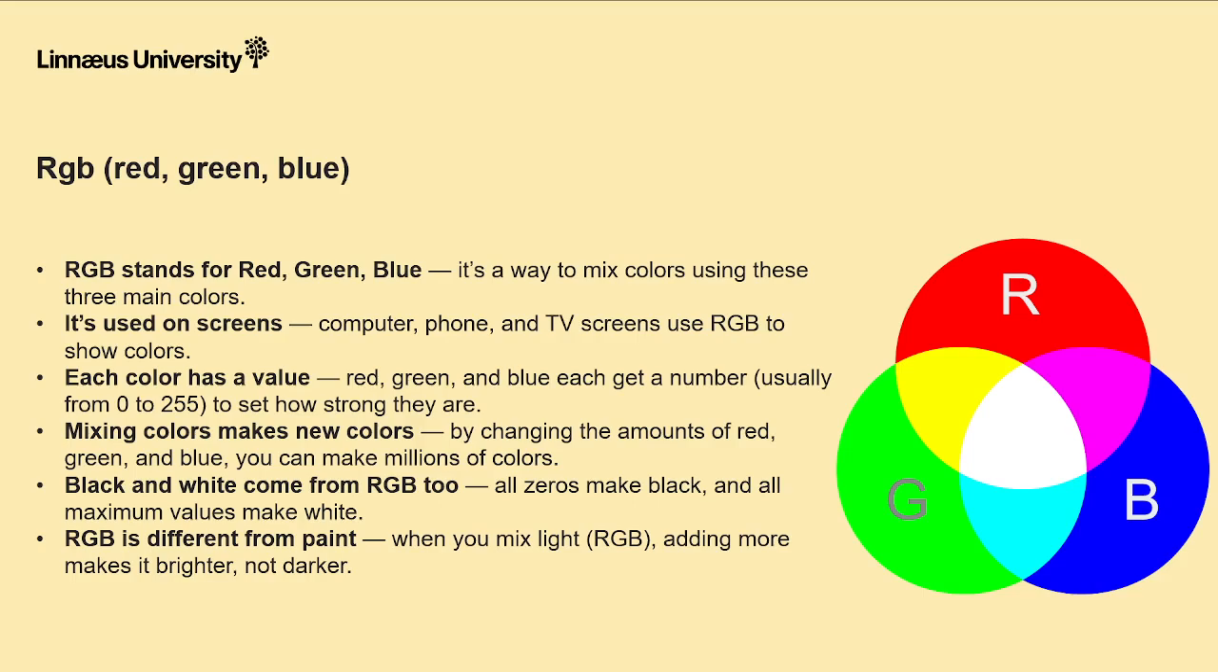Each color has a value, and it can be from 0 to 255, and the higher the value, the stronger the color is. So for example, if you have 255, 0, 0, that means full red, 0 green and 0 blue. That means you can see a red light.